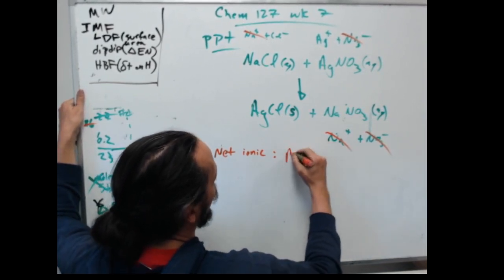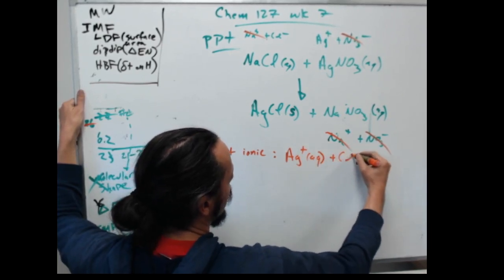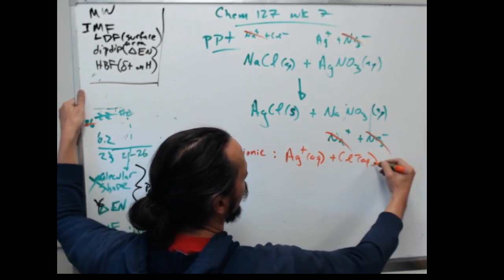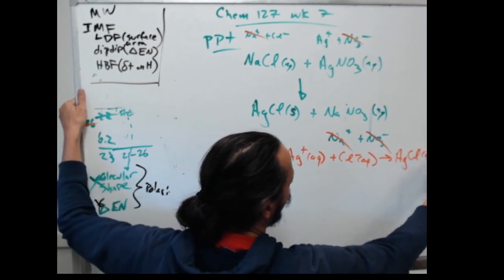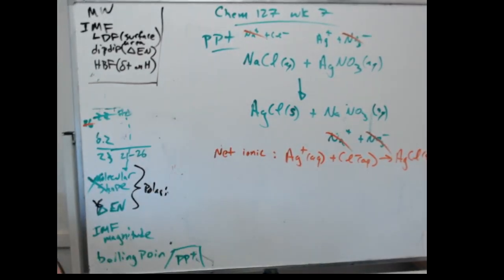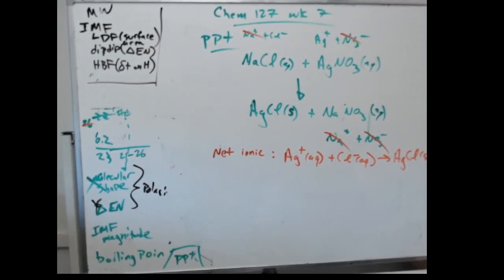So we end up with Ag plus aqueous plus Cl minus aqueous goes to AgCl solid. And what the net ionic equation tells us at its core is, I don't really know how silver ions got into solution, and I don't really know how chloride ions got into solution, but I can tell you if those things bump into each other, they form a solid.